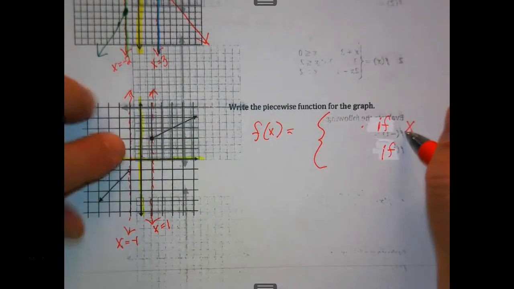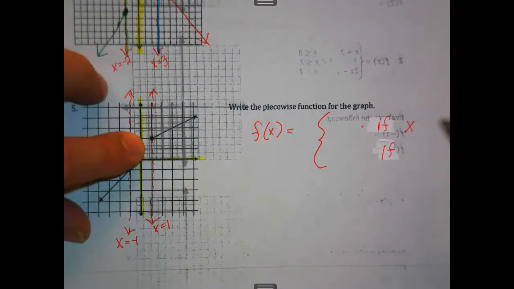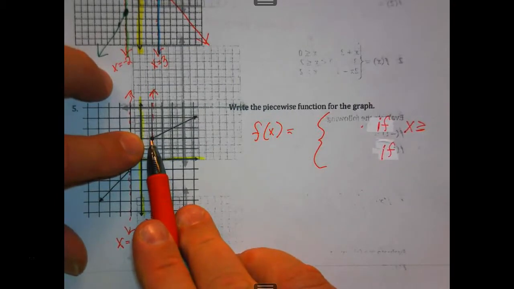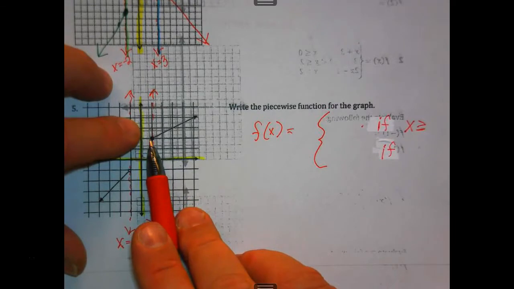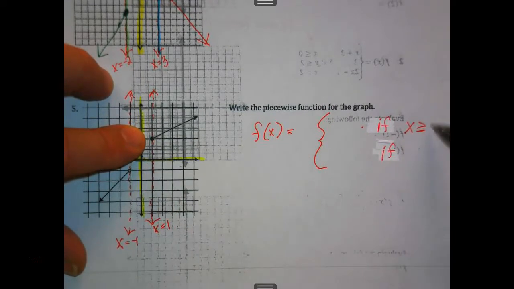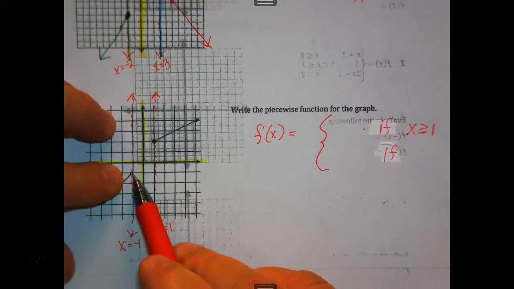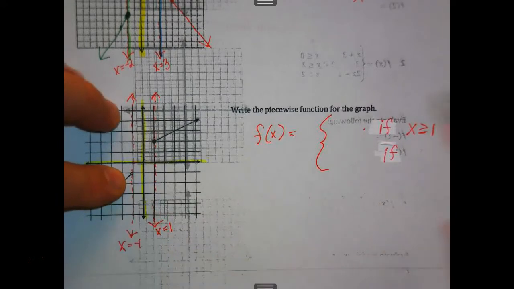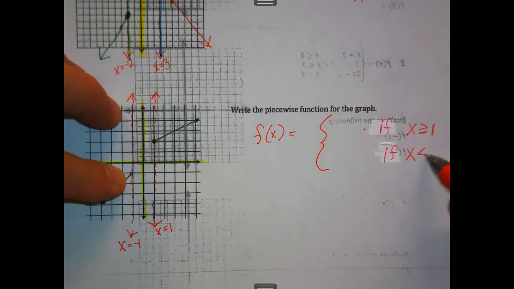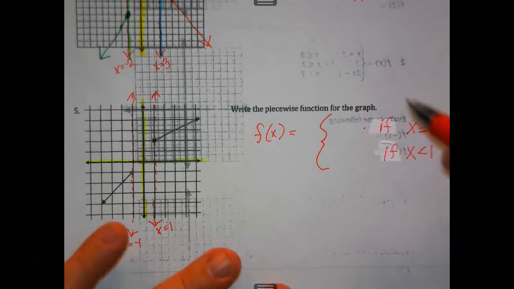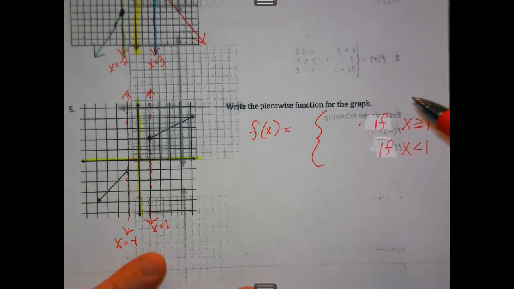So you have x greater than or equal to 1, right? Because it's a solid dot, closed circle, it includes 1. X is greater than or equal to 1. This one is going to be less than, because my x values are less, and no equal sign. Okay, then now we have to come up with the equations of the lines.